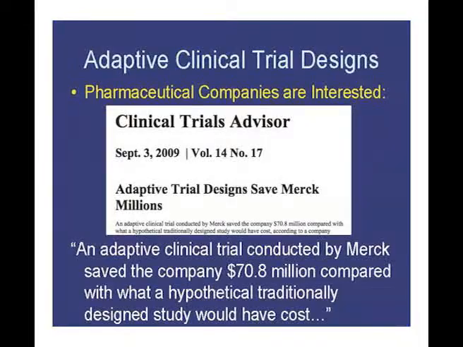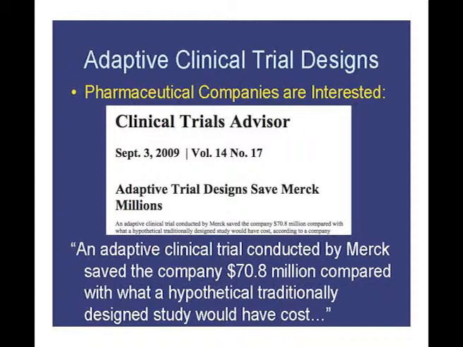So first, I'll give the overview of just general adaptive designs. Pharmaceutical companies are one group that's particularly interested in adaptive designs. This is a clipping from a newsletter called the Clinical Trials Advisor from a few years ago. The headline is Adaptive Trial Designs Save Merck Millions. And the first line of the article is, an adaptive clinical trial conducted by Merck saved the company $70.8 million, compared with what a hypothetical traditionally designed study would have cost. So it's not actually true.